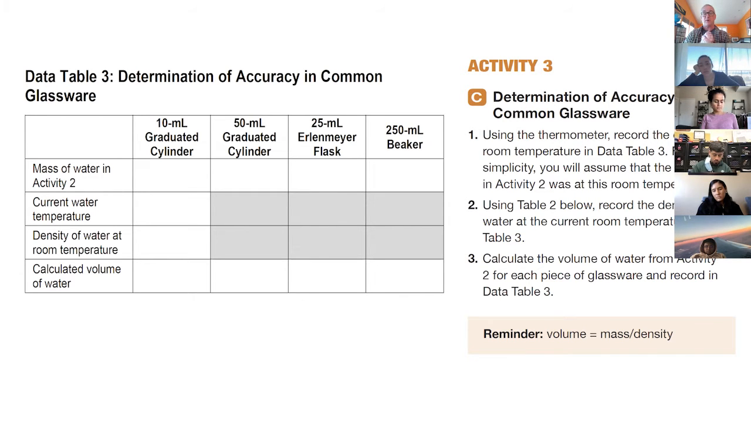As you can see, this is going to be a pretty straightforward lab and, hopefully, fairly easy to do. The calculations, just as with most labs, you'll be spending more time doing the calculations than actually doing the experiments themselves. Any questions before we get started?